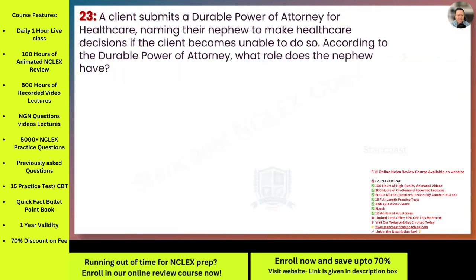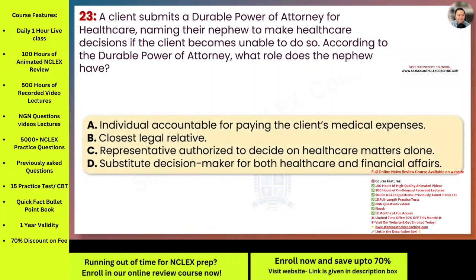Let's have number 23. A client submits a durable power of attorney for healthcare, naming their nephew to make healthcare decisions if the client becomes unable to do so. According to the durable power of attorney, what role does the nephew have? Options: A, individual accountable for paying the client's medical expenses. B, closest legal relative. C, representative authorized to decide on healthcare matters alone. D, substitute decision maker for both healthcare and financial affairs.